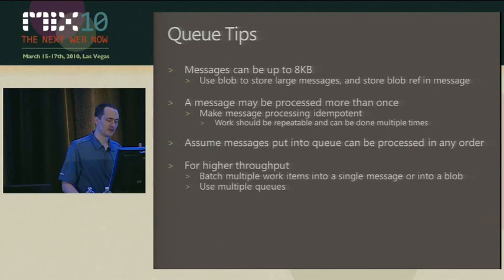Then one request that we get from some customers is that I have a queue, but I want to get more throughput from it. So the target design point for a single queue right now for us is around 500 requests per second. Of course, it depends upon the workload that you're putting against the queue.